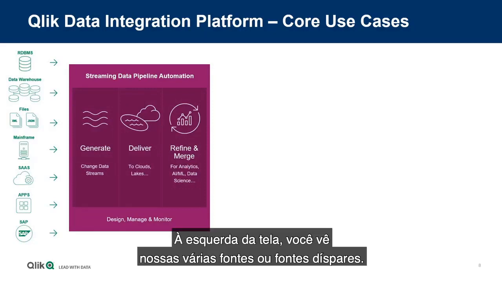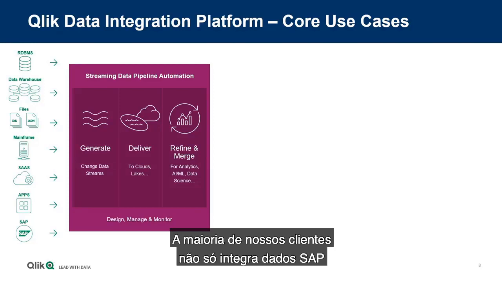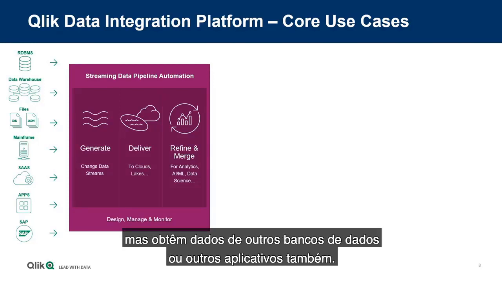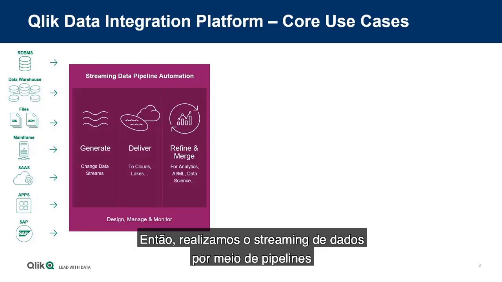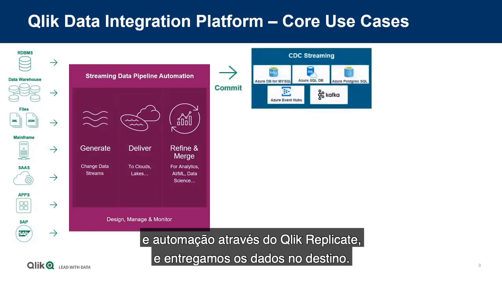On the left of the screen, you see our various, our disparate sources. SAP application data is included, but we don't assume that that's it. Most of our customers not only integrate SAP data into their data warehouse, but they take data from other databases or other applications as well. So we stream that data through pipelines and automation through Qlik Replicate, and we deliver the data into the target.